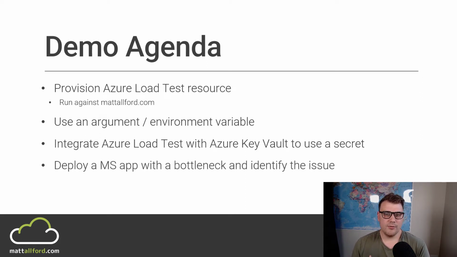From there, Microsoft have got an application that has a bottleneck kind of built into it. So this is an application that has a web app front end and a Cosmos DB backend. I can't remember if there's anything else in there off the top of my head, but those are the two main components. And we'll spin that up manually using a PowerShell script to start with, and then run a test against it to see the bottleneck, and we'll identify where the issue sits.